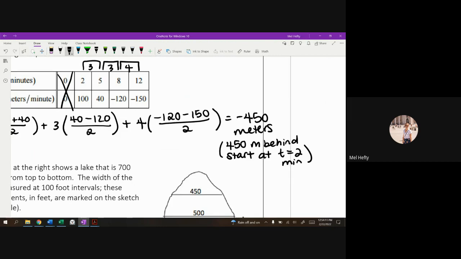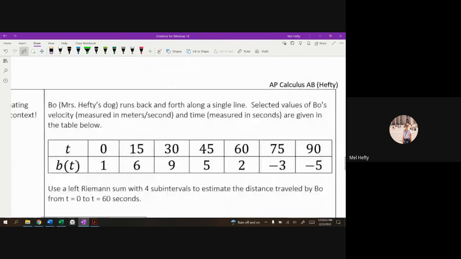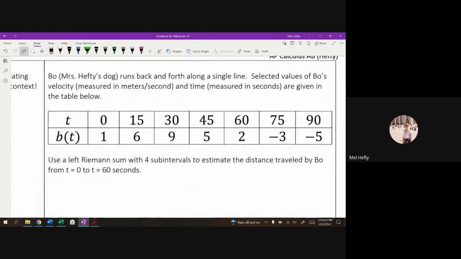So what I want to do is take one table and answer a few questions and review Riemann a little bit. We're going to do a little bit of position investigation with my dog, Bo. We're going to skip that lake question.